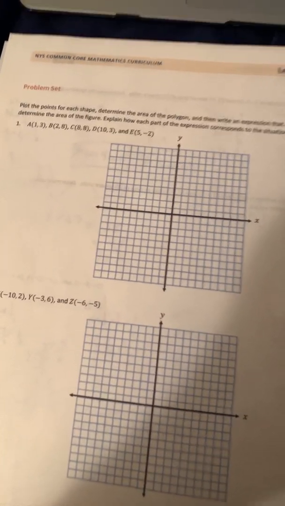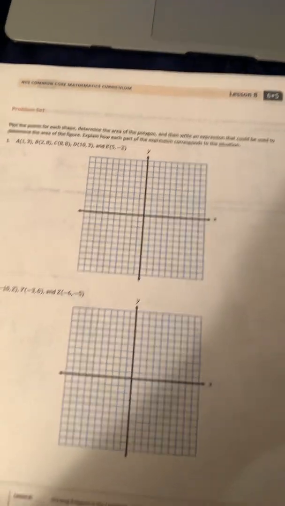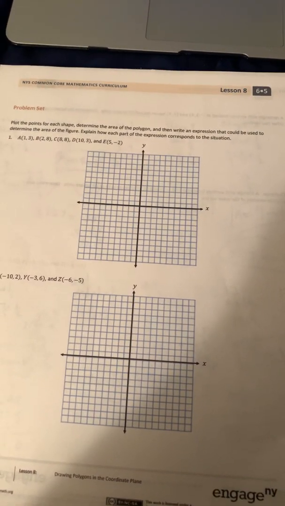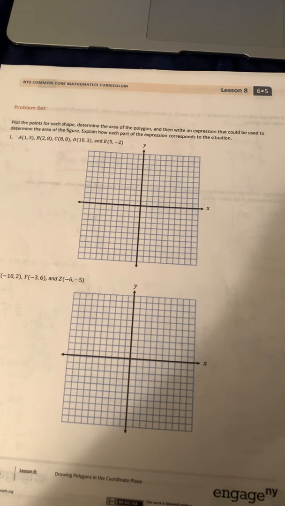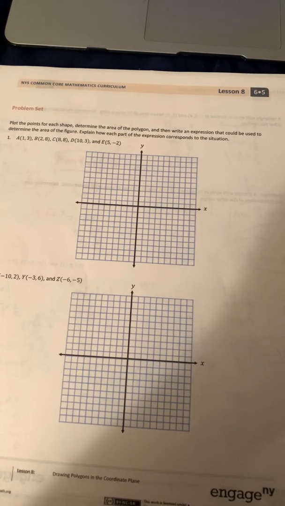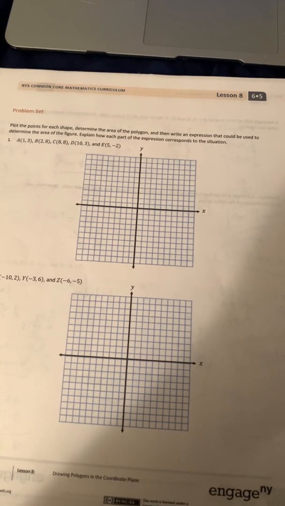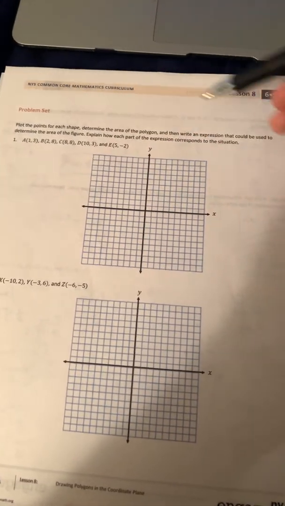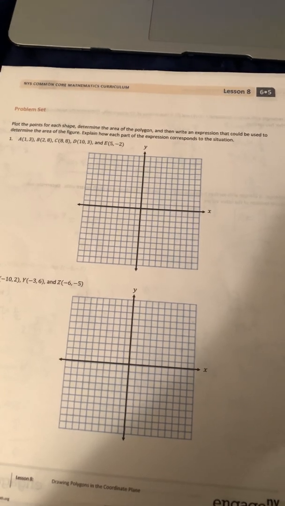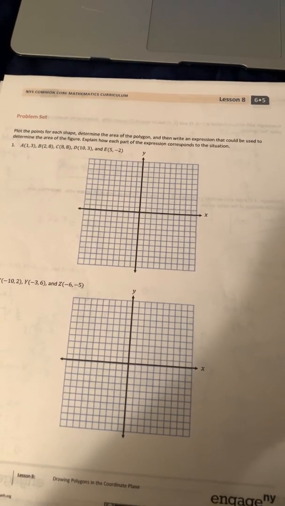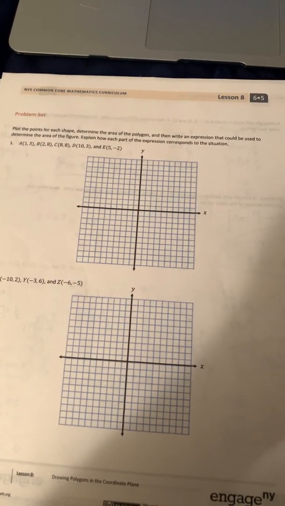Okay, and the problem is: plot the points for each shape, determine the area of the polygon, and then write an expression that could be used to determine the area of the figure. Okay, and we're gonna have to explain. And here are our points that we need to plot. There's 5 points that we need to plot.